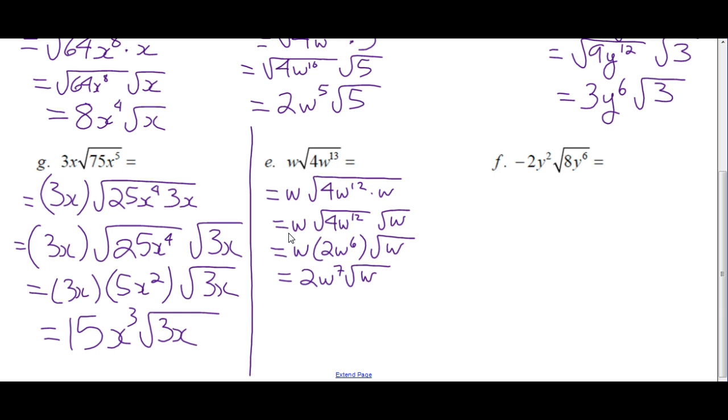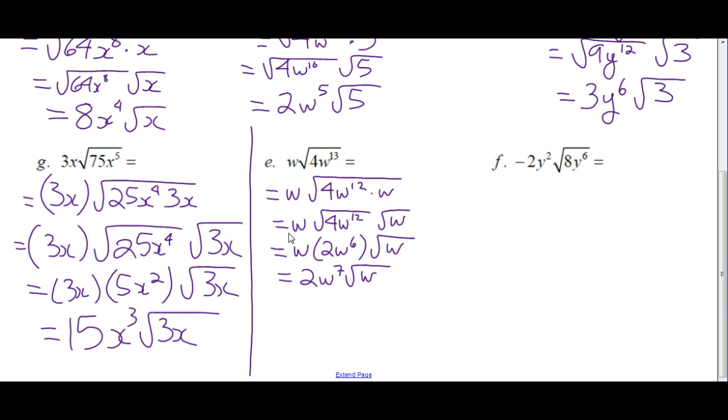Okay, so we need to split 4w to the 13th into two factors, one of which has a square root. 4 has a square root. The even power, w to the 12th. What are we left with? We've got the 4, we need w to the 13th, so w to the 12th times w. We split out this thing that has a square root, the square root of 4w to the 12th, times the root of w. We take the square root of 4w to the 12th, which is 2w to the 6th, times the root of w. There's a w in front multiplying that. 2w to the 7th root w.